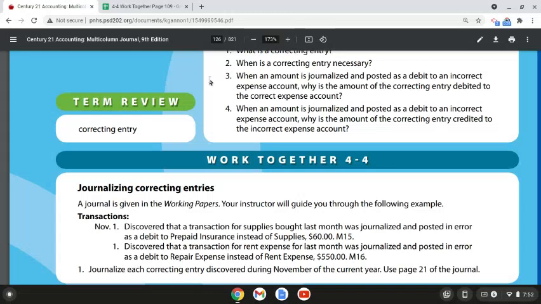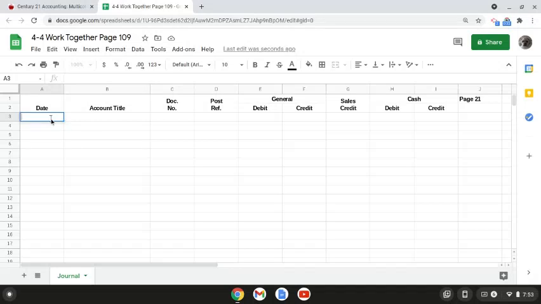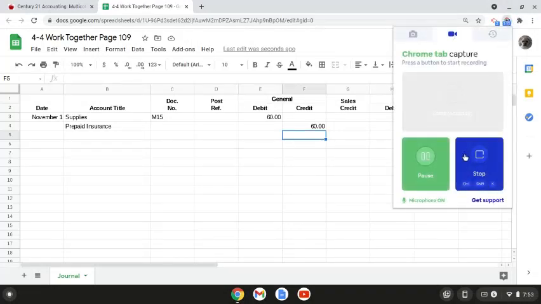Okay, so the first thing that we're going to do is put in the date, which is November 1st. Next, we're going to put in supplies and then prepaid insurance for our account titles. Then we're going to put in our document number, which is M15 for memorandum number 15. Next, we are going to debit supplies for $60, and then we're going to credit prepaid insurance for the same amount. Okay, so that was the first transaction. Now we're going to be moving on to the second transaction.